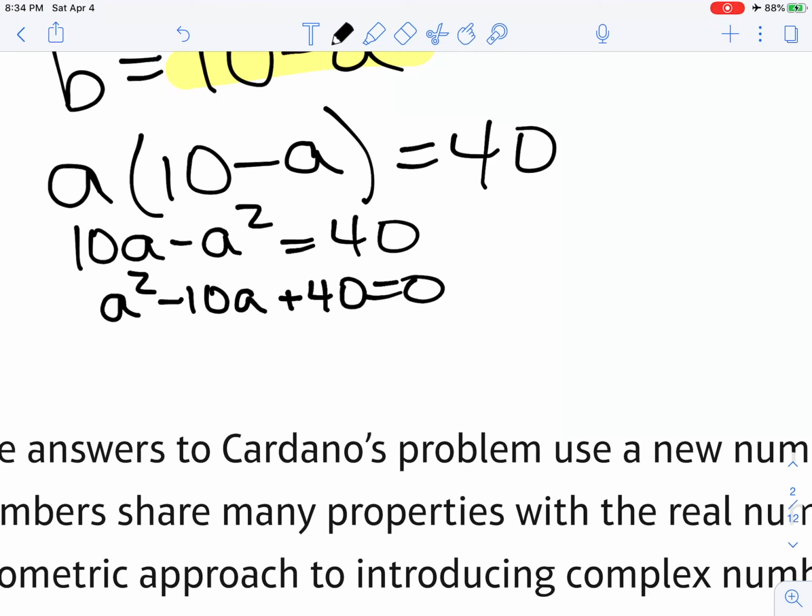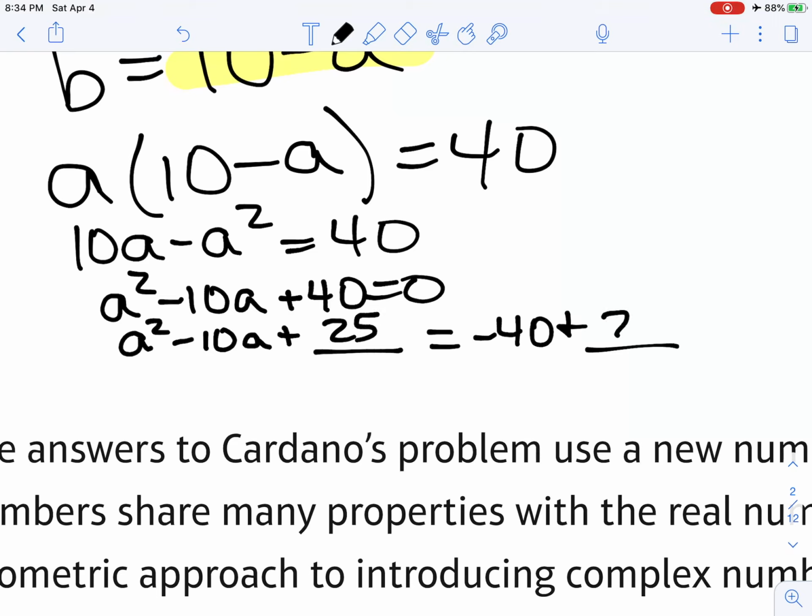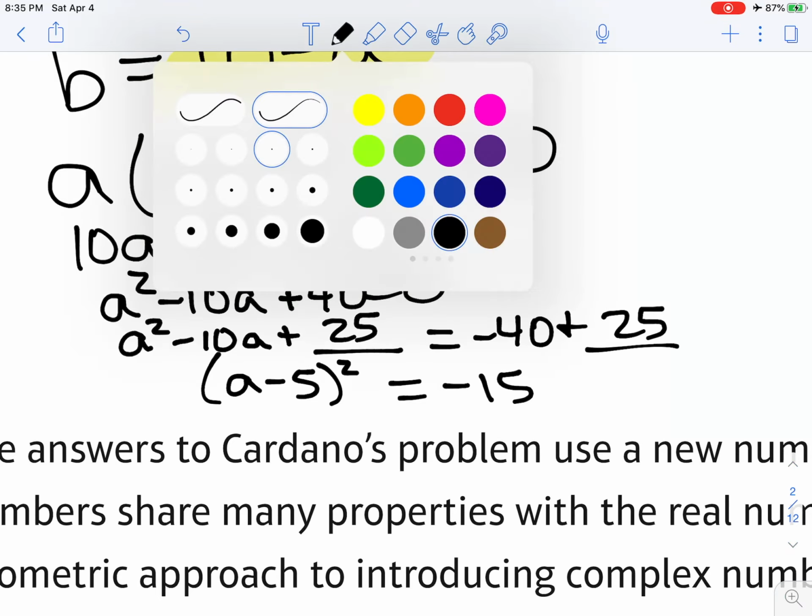Oh, but couldn't I do completing the square? I think I'm going to do that. So I'm actually going to move that 40 to the other side because I really like completing the square. So half of the negative 10 would be negative 5. Negative 5 squared is 25. So I would add that on both sides. So then I would get A minus 5 all squared equals negative 15.